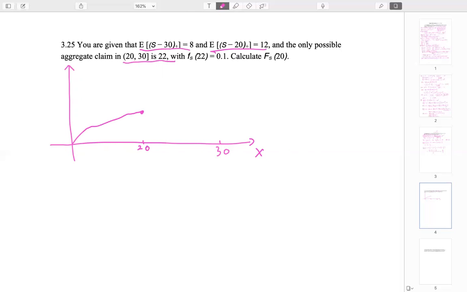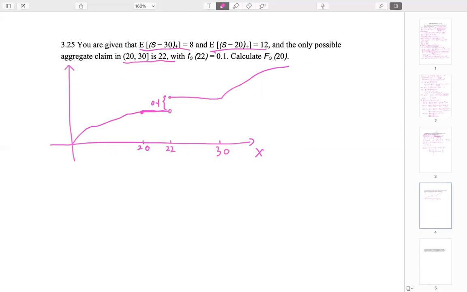After 20 and before 22, there is nothing, which means it must stay flat, right, for this piece. And at 22, it has a single jump of 0.1. So this part is 0.1. Okay. Again, after this jump, it must remain flat until 30. Right? After 30, I don't care because I don't have the information for it. Right? So after 30, whatever the graph is, I don't know. I don't have information. Okay.